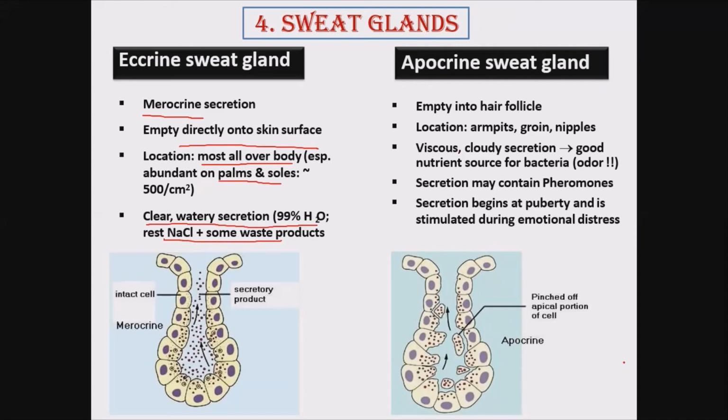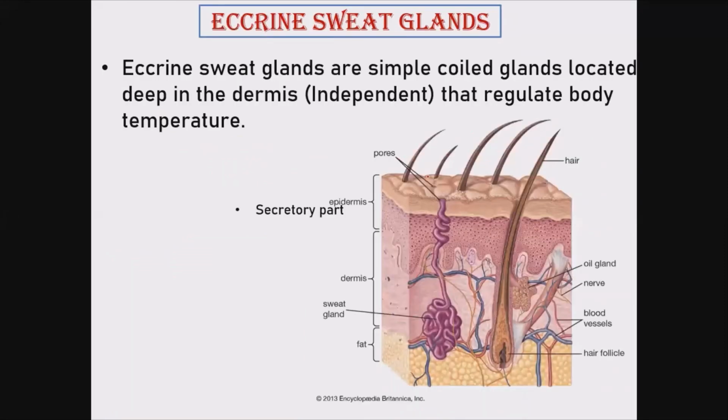Whereas the apocrine is the one in which the apical part of the cell disintegrates and gets pinched off along with the secretion. Usually it is present in armpits, groin and nipple. The secretion is viscous, cloudy with some odor, and a good nutrient source for bacteria. The secretion may contain pheromones, begins at puberty and is stimulated during emotional distress. That is the apocrine sweat glands.